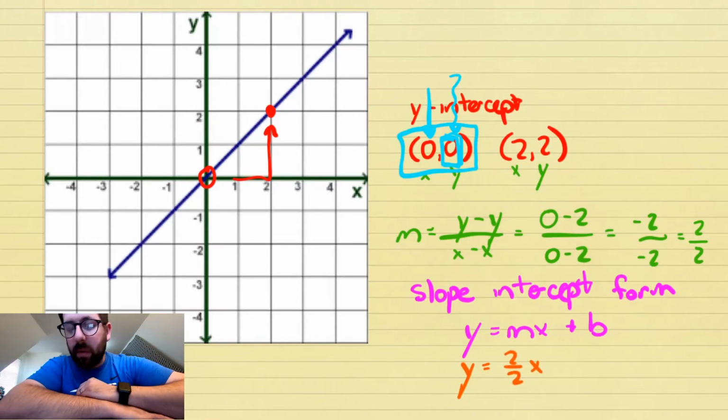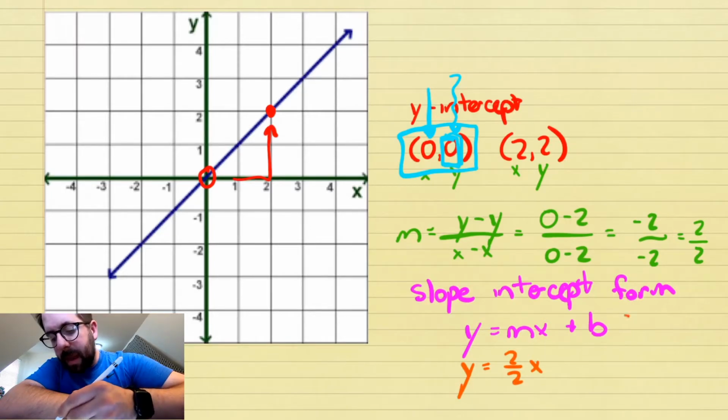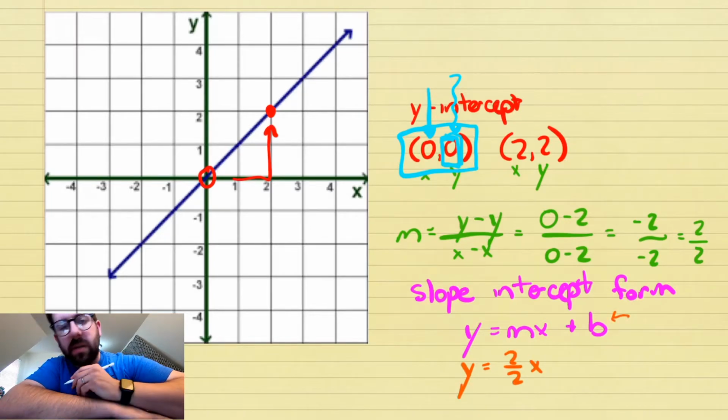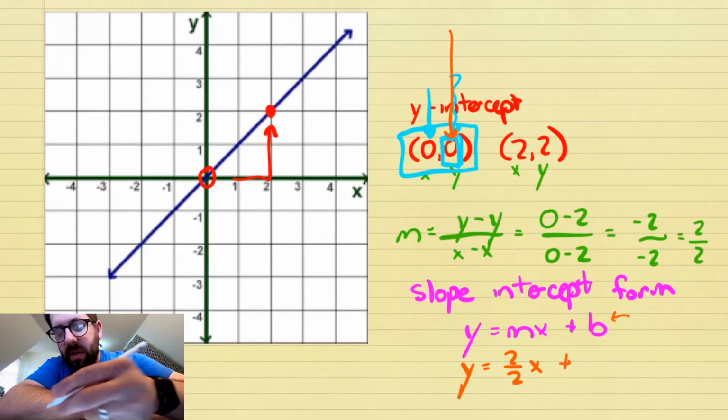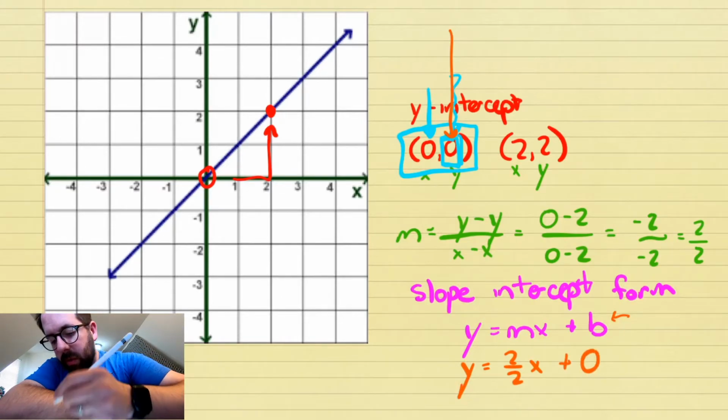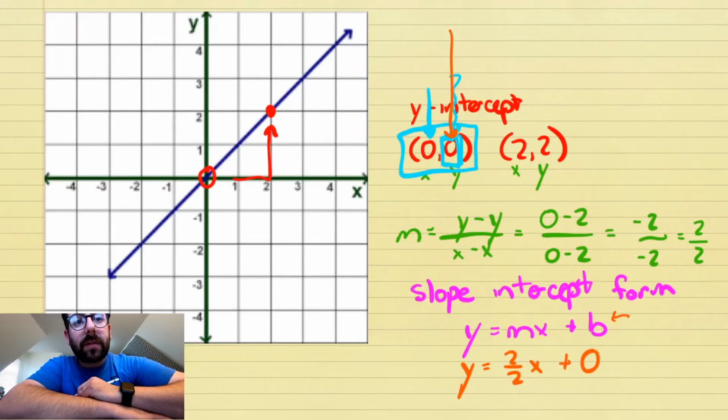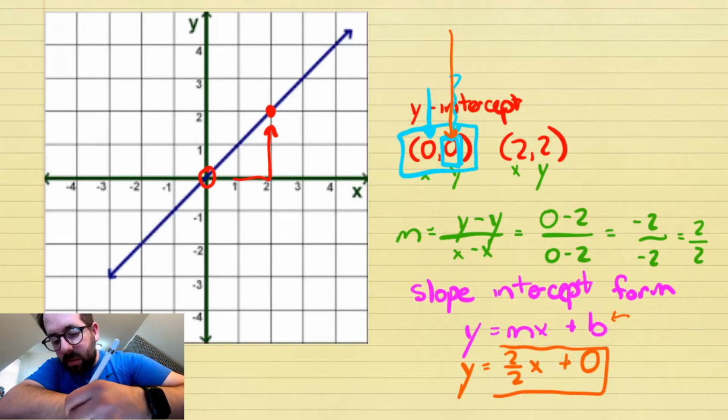Notice the y and the x stay where they're at. And then the b number in the back, this b is the y-intercept. I don't know why they picked a b, they just picked a b. That is the number that I circled up here. It's that 0, so I'm going to plug a 0 in there. Wherever I hit the y-axis, that number goes in the back. It could be a positive or negative number, it doesn't really matter.